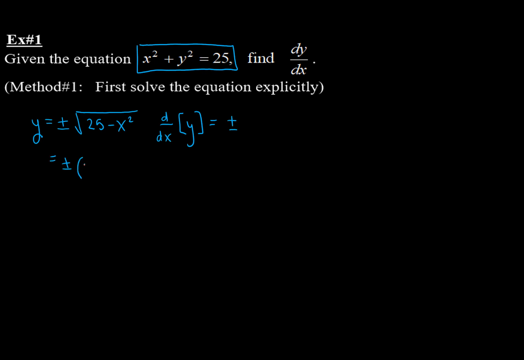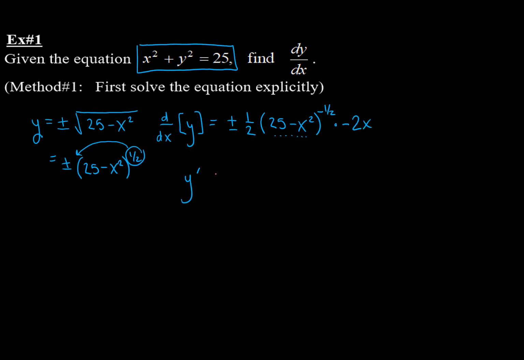Also, I would rewrite this first as 25 minus x squared to the power of 1/2. And then using the chain rule, I would take the 1/2 and bring it down, 1/2. Then I would take the 25 minus x squared and leave that alone. And I would reduce the power by 1, so I would end up with negative 1/2. And then I would take the derivative of the inside. The derivative of 25 is 0. And the derivative of negative x squared is, bringing that 2 down, negative 2x.